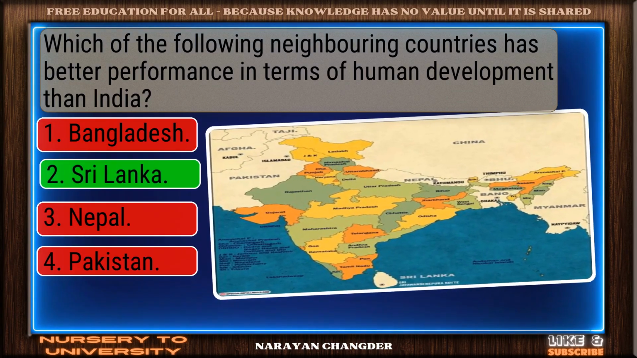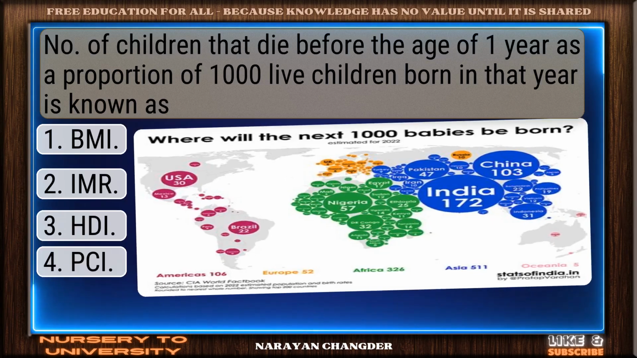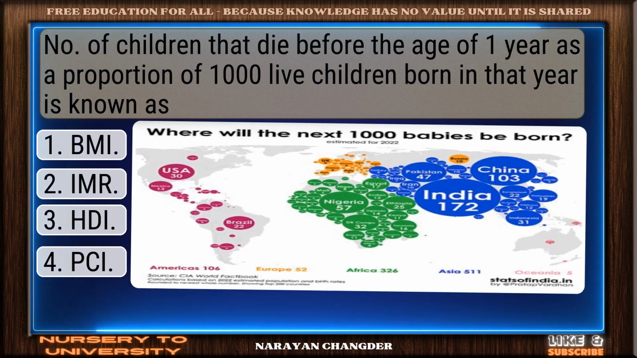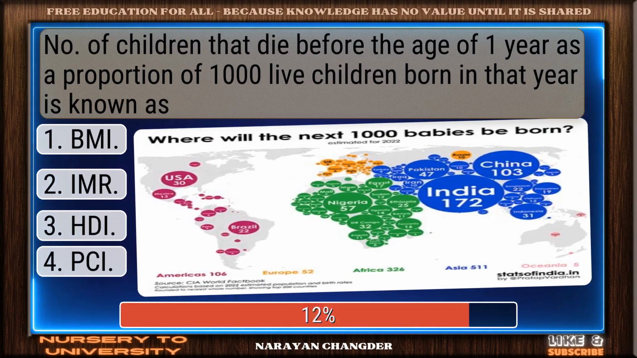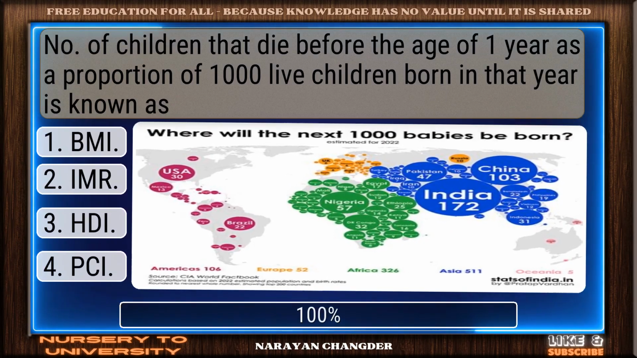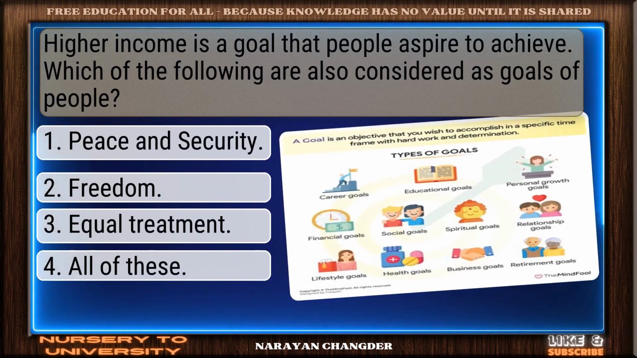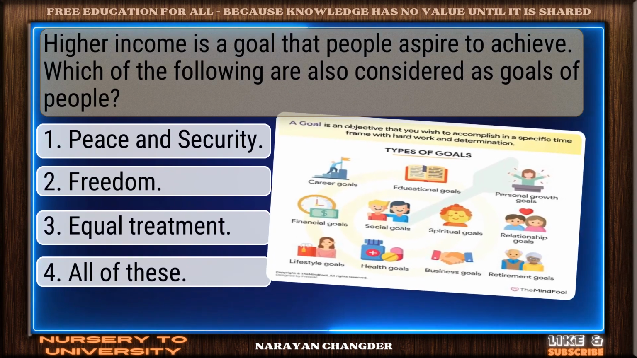Excellent. Sri Lanka is well-reasoned. The number of children that die before the age of 1 year as a proportion of 1,000 live children born in that year is known as... Right choice. Infant mortality rate is best.